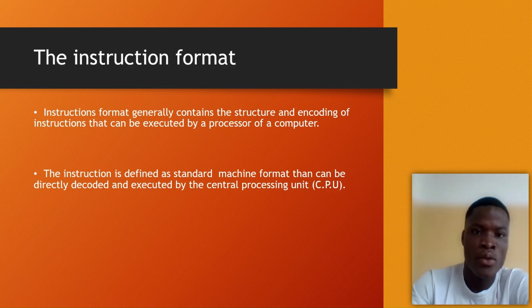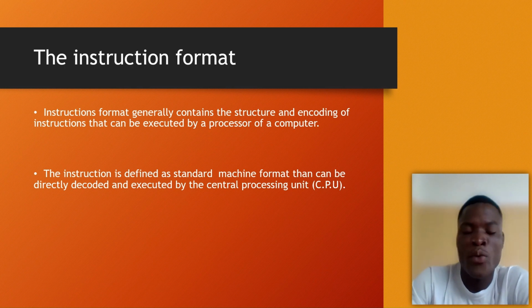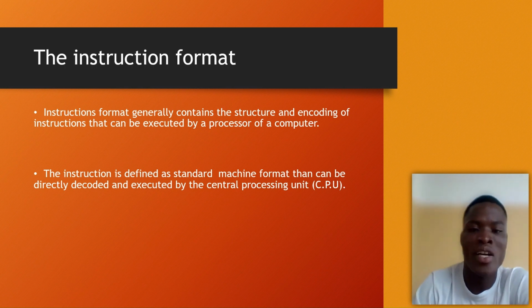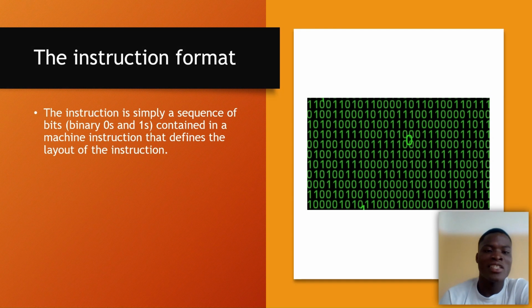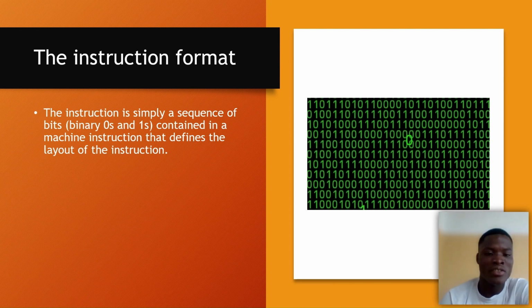Hello guys, a computer or any electronic device operates when there are instructions given. I'm Joel Budalo and I'm here to describe instruction format. Instruction format is defined as a standard machine format that can be directly decoded and executed by the central processing unit. In other words, instruction format is simply a sequence of bits, which is zeros and ones, contained in a machine instruction that defines the layout of the instruction.